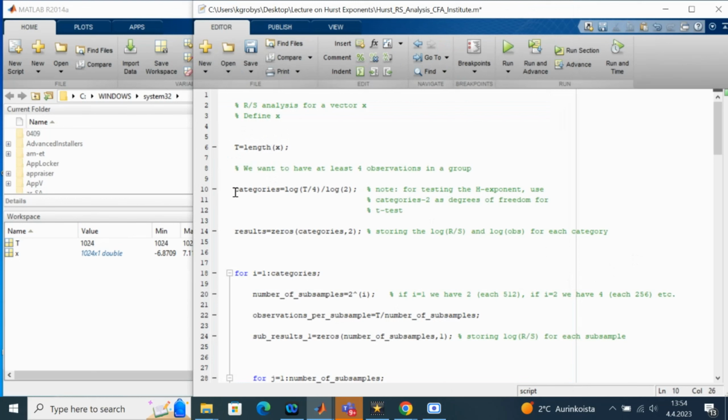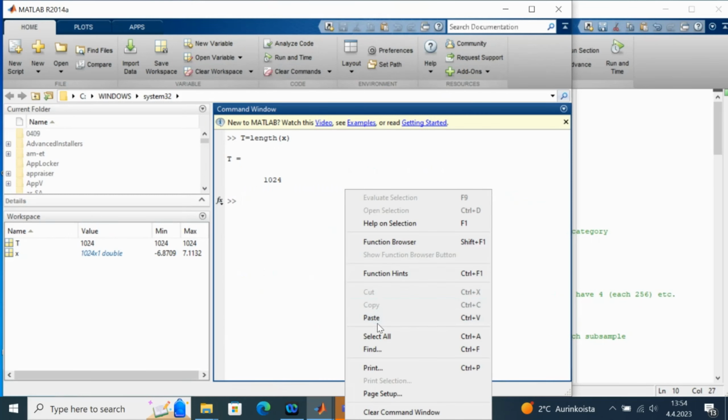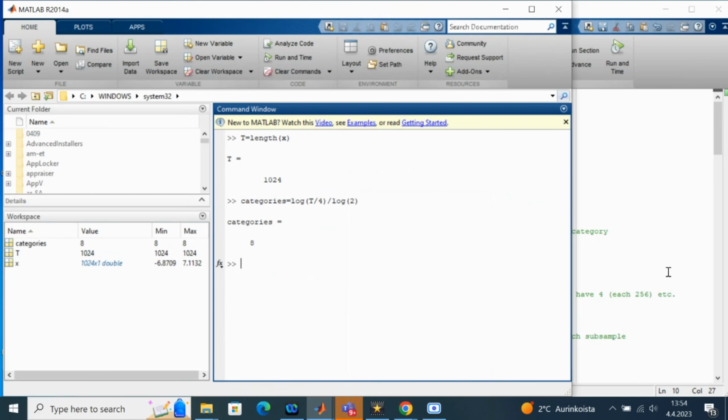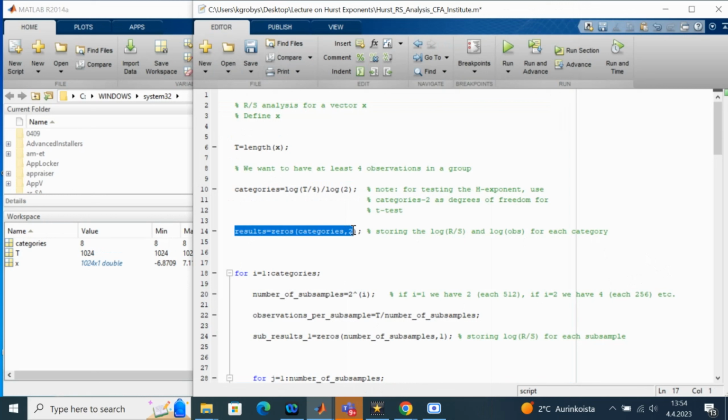Then we have to define the categories. How many categories of clusters K do we have? So the formula, like on the whiteboard, is the logarithm of the capital T observations over 4 divided by the logarithm of 2. Let's copy that into our command window. It should give us a number of 8. So next, we have to store the results in a data matrix, because we need these data for running our log-log regressions later on.